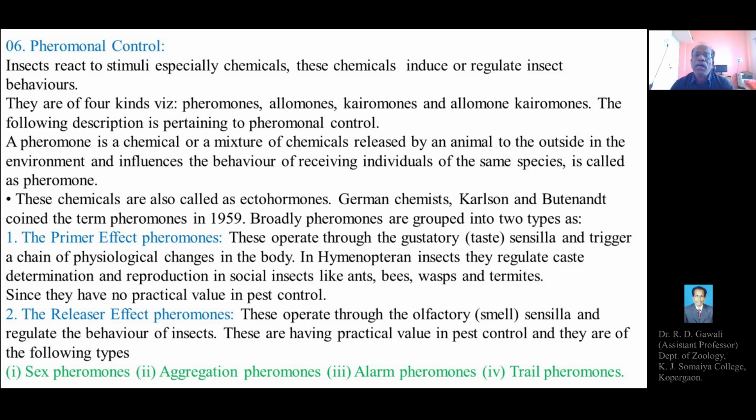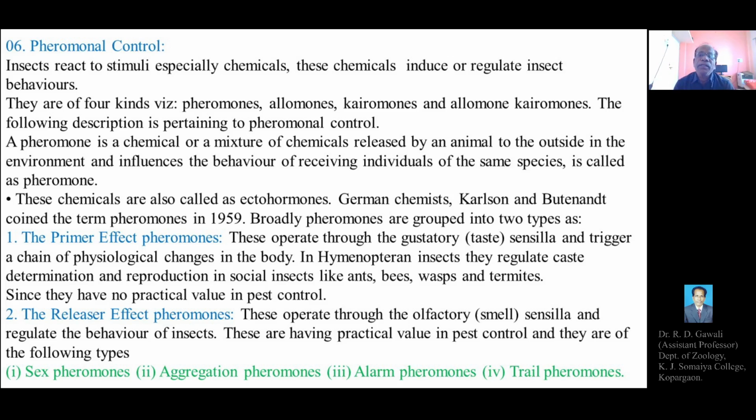Broadly, the pheromones are classified into two groups, the first being the primer effect pheromones. These pheromones operate through the gustatory sensilla, or the gustatory sensation, that is the sense of taste, and trigger or stimulate a chain of physiological changes in the body of the receiver.